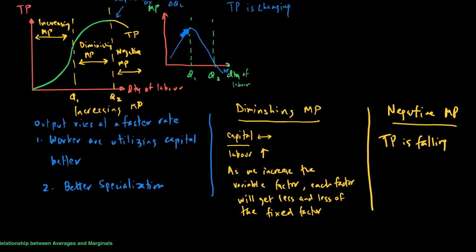Initially it rises because we utilize the capital better and there is better specialization. Then MP starts to fall because of the law of diminishing returns, as the capital to labor ratio starts to fall, because labor is rising and capital is fixed. Then comes the negative MP. And the last discussion now would be on AP.